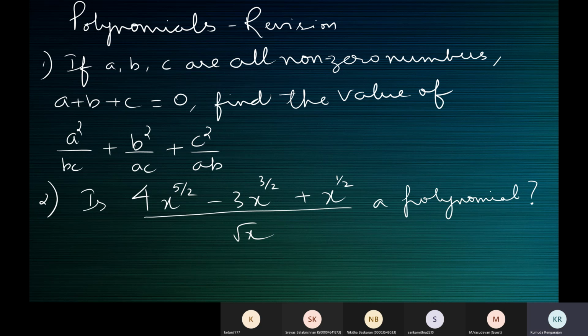Is this expression a polynomial? Please work and give your comment. Is this expression a polynomial?